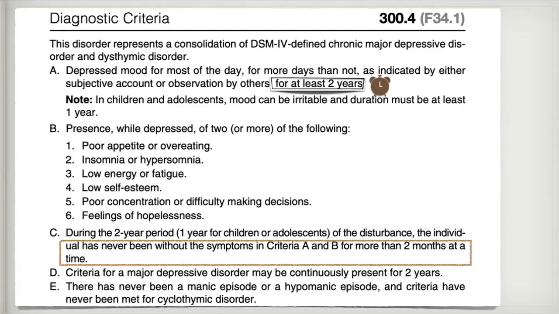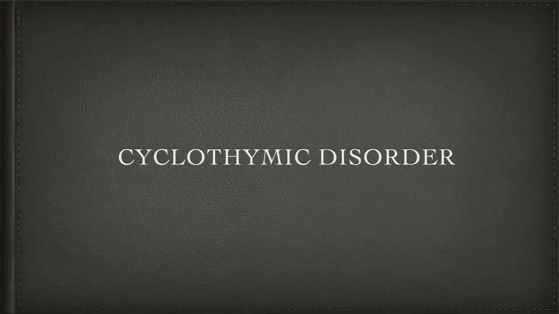But in children and adolescents, the mood can be irritable instead of depressed, and the duration is at least only 1 year. The symptoms are depressed mood plus 2 out of the following 6, which are appetite, sleep disturbance, energy, low self-esteem, poor concentration, and feeling of hopelessness. Another thing is the patient should not have a symptom-free period of more than 2 months during this 2-year period. Okay, let's move on to cyclothymic disorder.